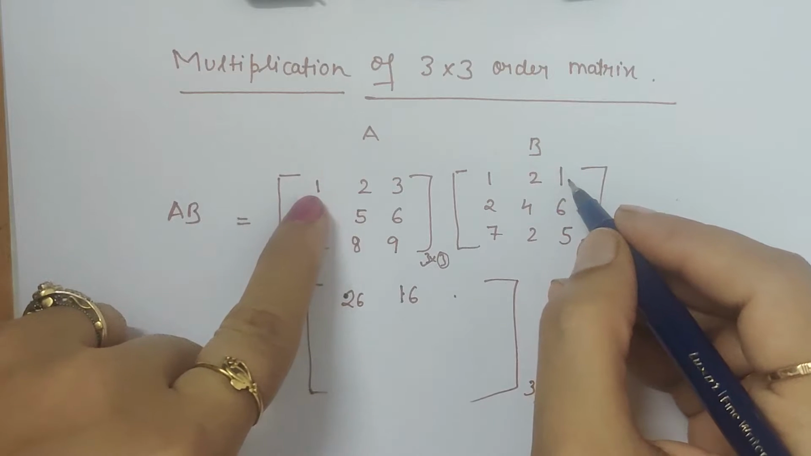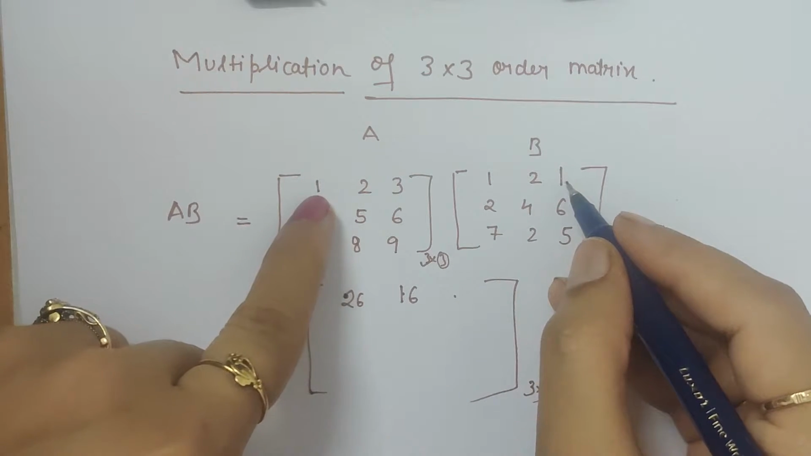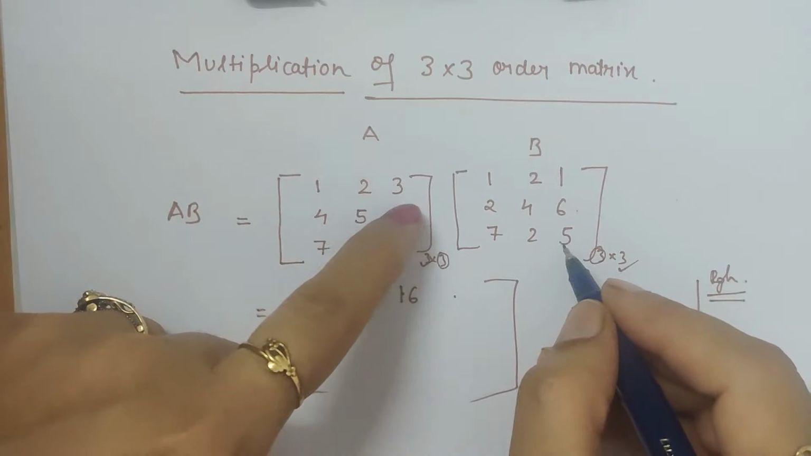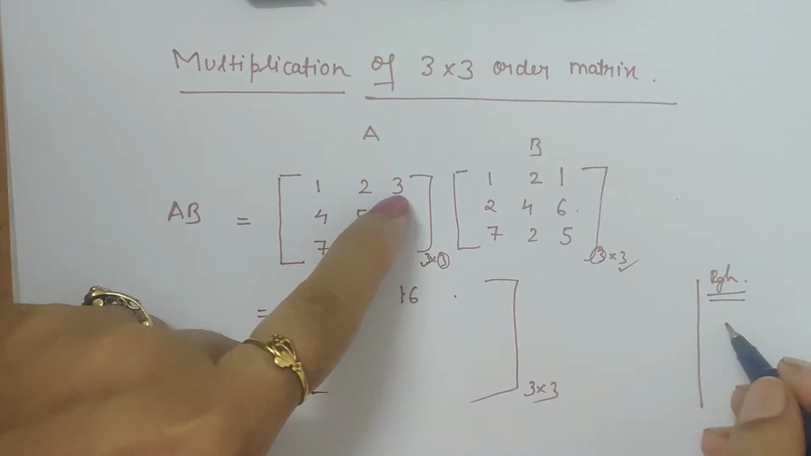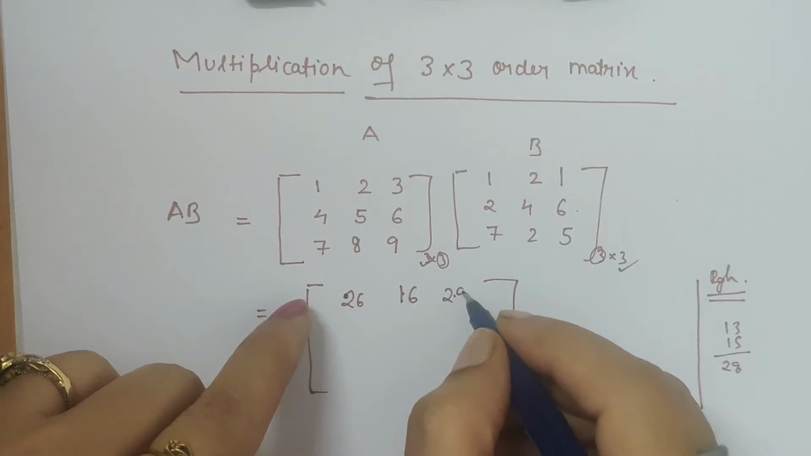Then again select the first row and finish it with the third column. 1 into 1 is 1, plus 6 twos are 12, plus 1 is 13. 13 plus 5 3s are 15. So 13 plus 15 is how much? 28. So write 28 here.